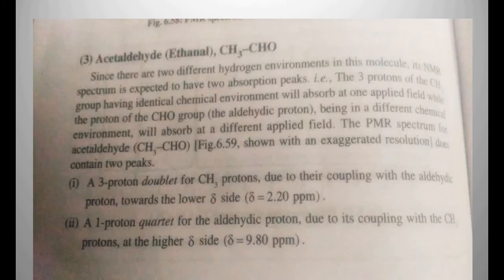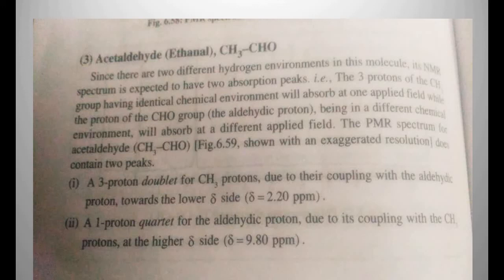Then acetaldehyde. Look here at acetaldehyde: how many different protons? There are 2 different types of protons, a CH3 proton and a CHO proton. A 3 proton doublet for the CH3 protons, due to their coupling with the aldehyde proton. So CH3 produces a doublet at a delta value of 2.20 from TMS.